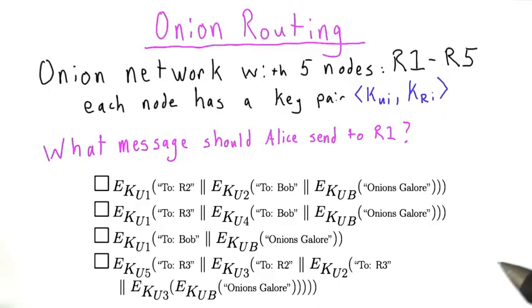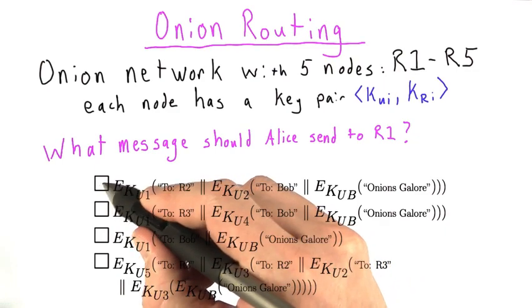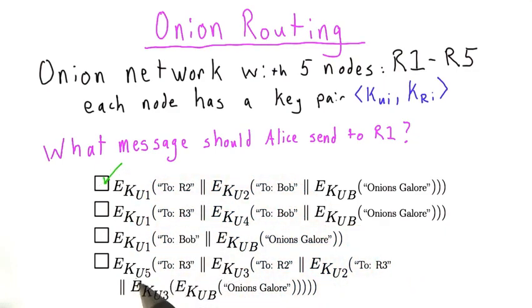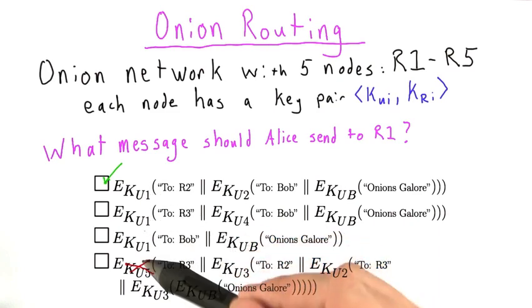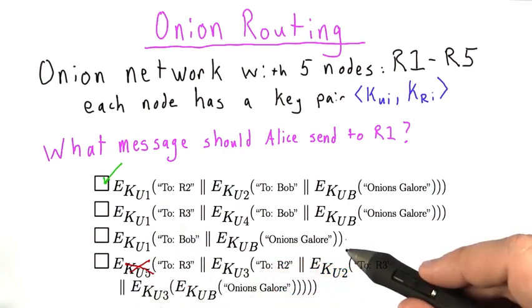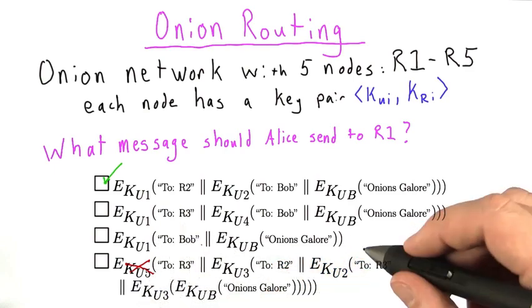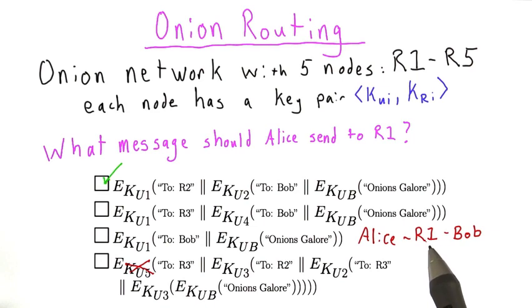And the answer is: the first message is the only valid message. The last message is no good because it's encrypted using the public key of node 5, and so node 1 won't be able to decrypt it. The rest of these all use the public key of node 1. The third option won't work because there's only one hop. And because there's only one hop, node 1 can see that the message came from Alice and is going to Bob, and this is what we don't want a node to be able to learn.